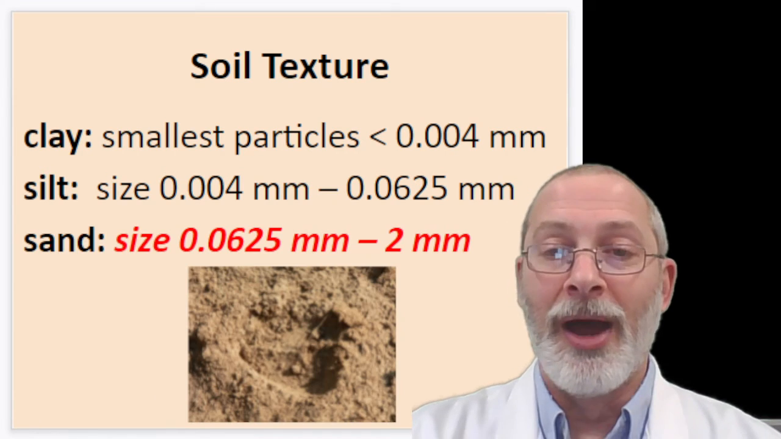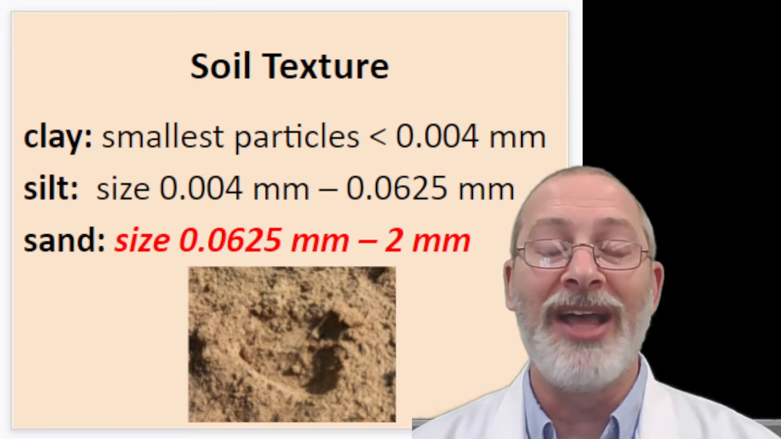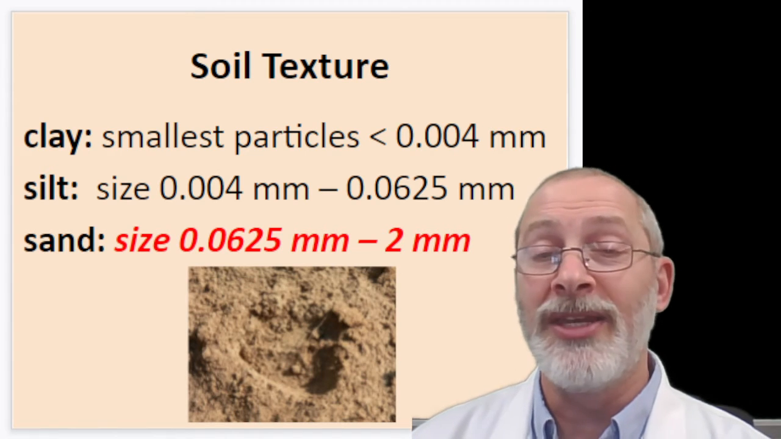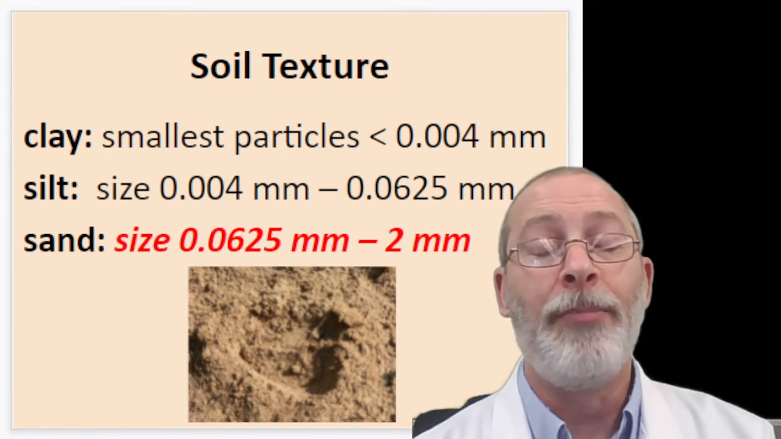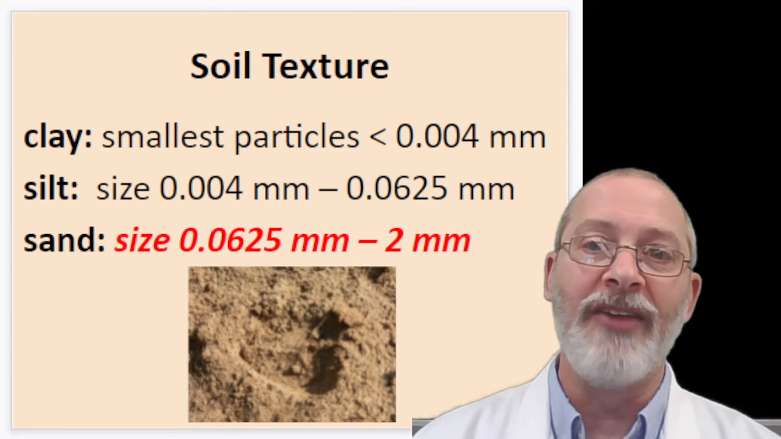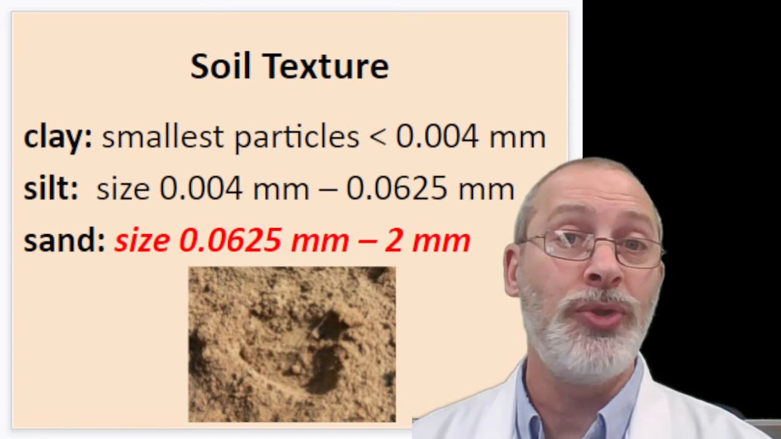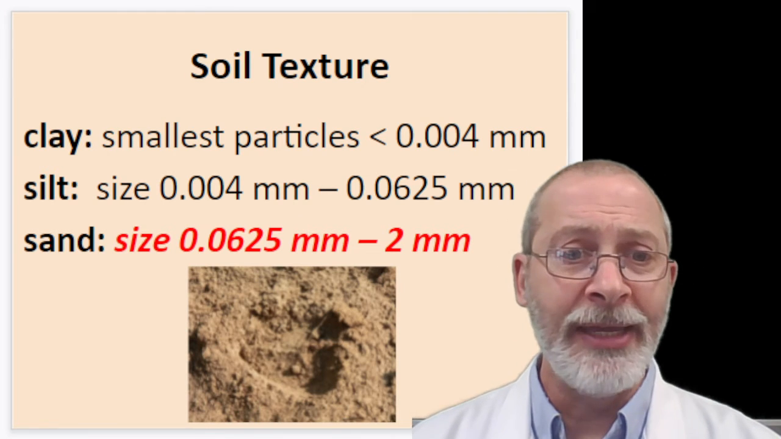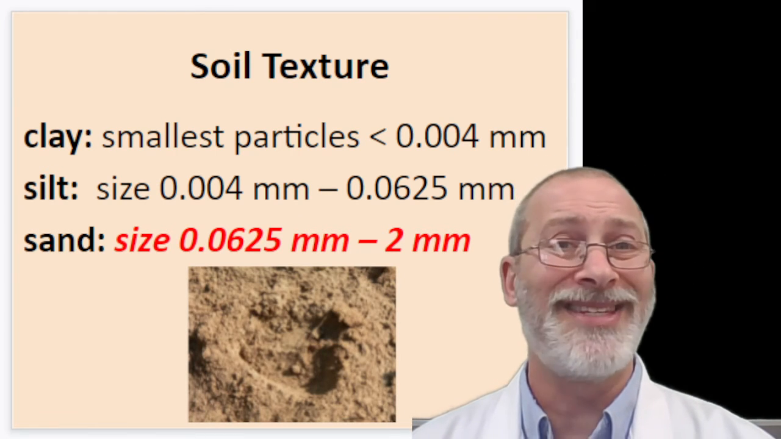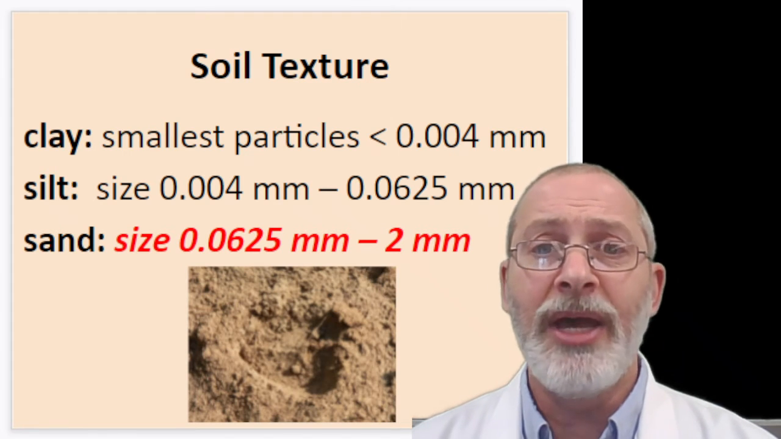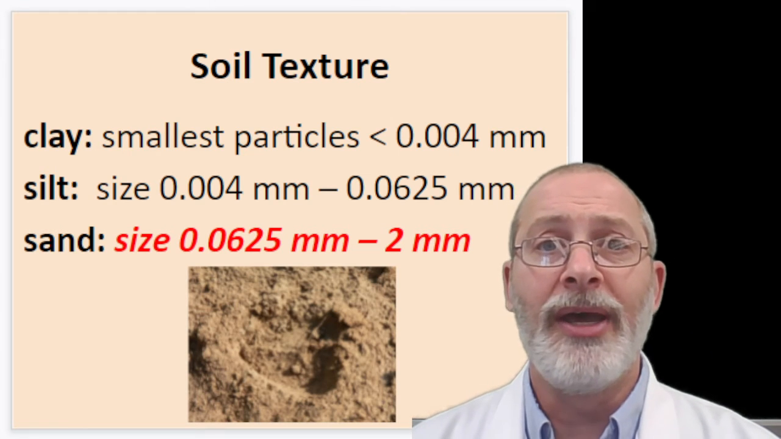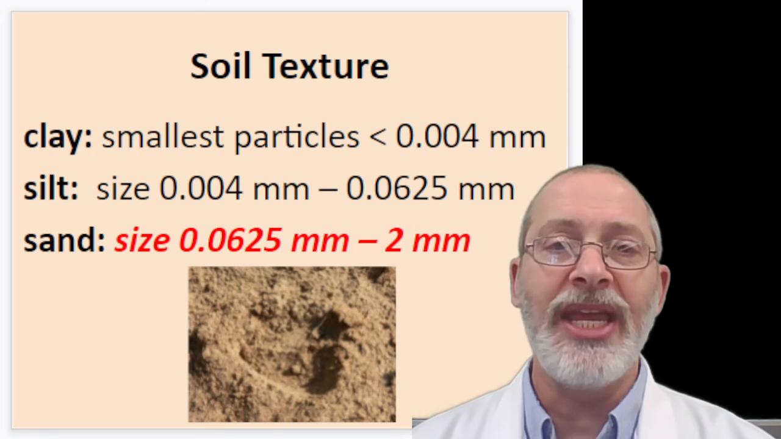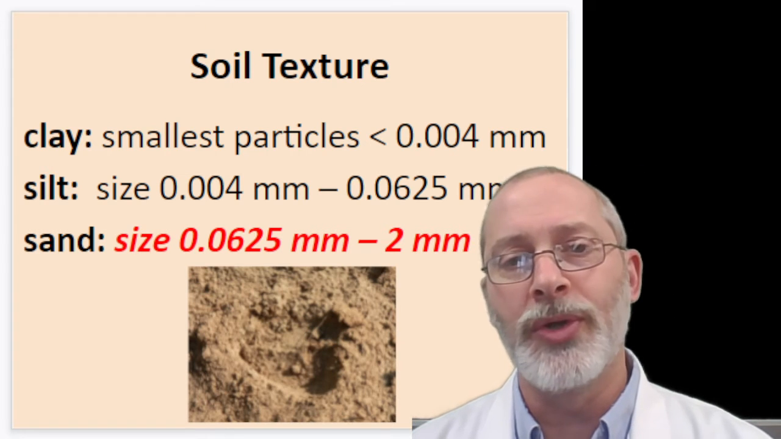All right, moving right along, we've now got sand, which varies tremendously in size from 0.0625 millimeters all the way up to 2 millimeters. And playing in the sandbox, we know what sand feels like. But again, there can be different granularities to sand, from fine sand to coarse sand.